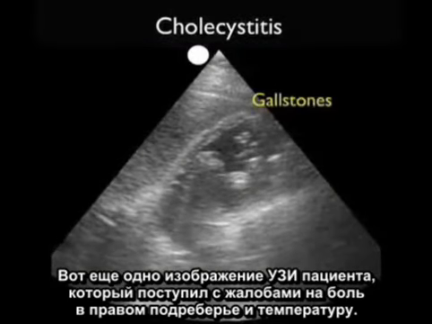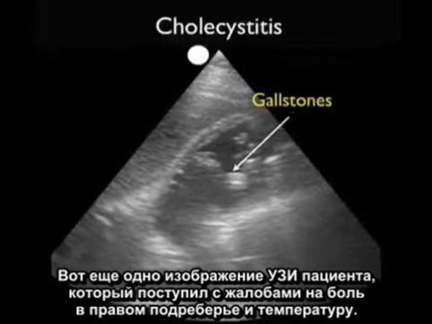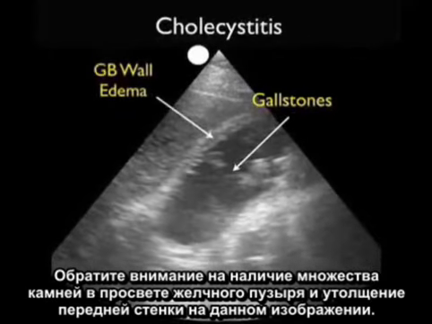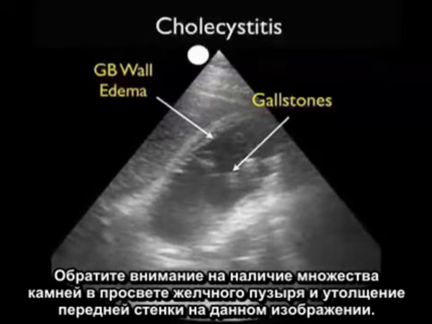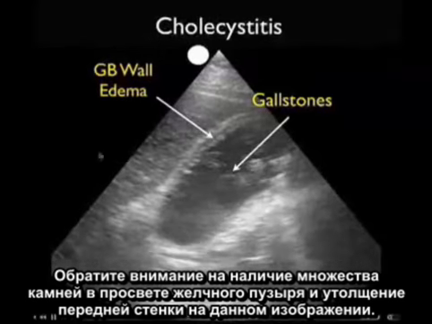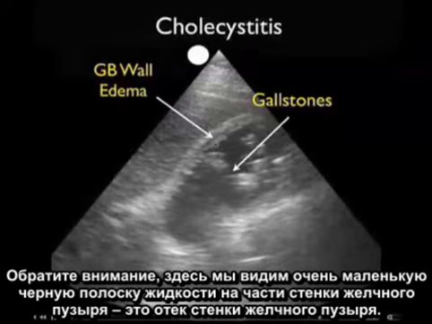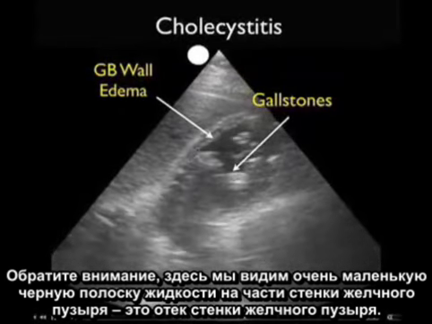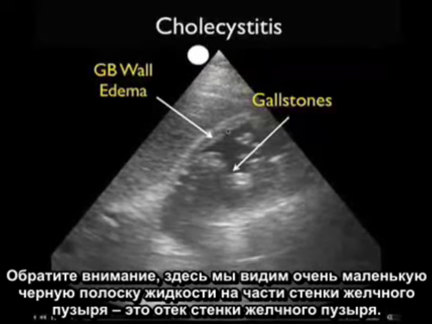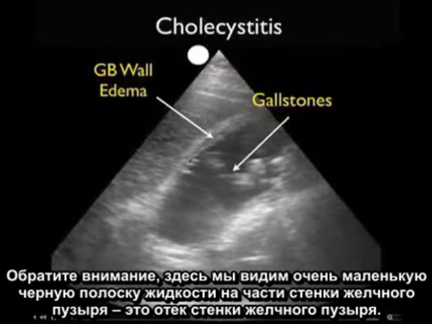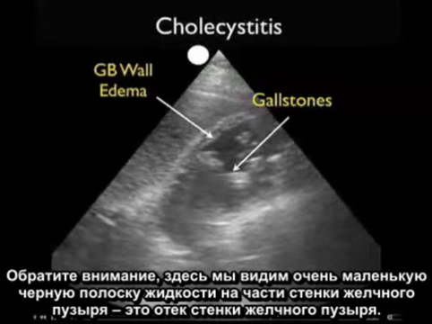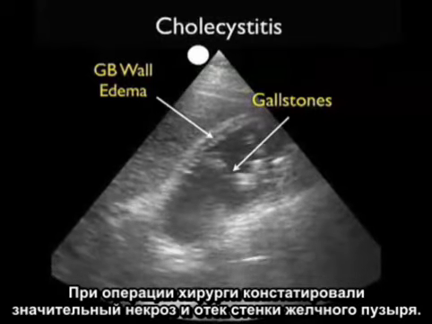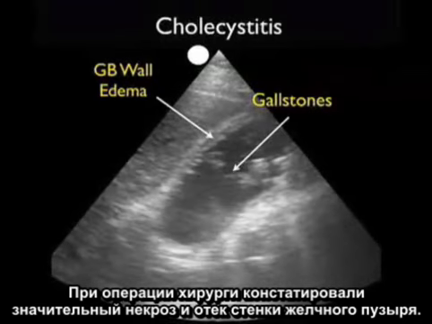Here's another image of a patient who presented with right upper quadrant pain and fever. And notice here the large amount of gallstones present within the lumen of the gallbladder. And what we see here is a thickened anterior gallbladder wall. And notice here that we can appreciate a very small black stripe of fluid in the interior part of the gallbladder wall. And in fact, this represents gallbladder wall edema. At surgery, the surgeons found that the wall of the gallbladder was significantly necrotic and edematous.